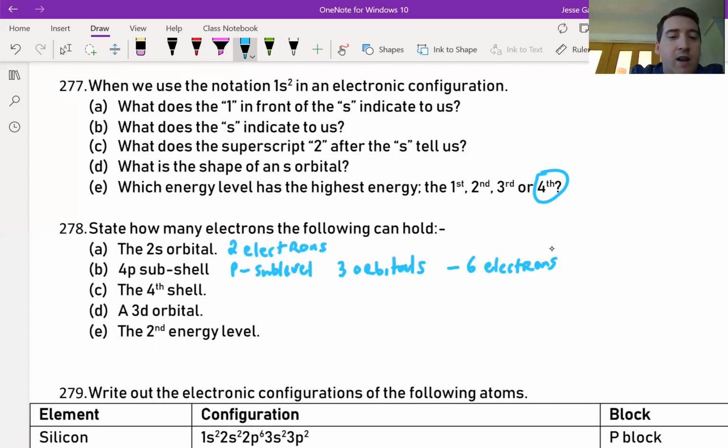The 4th shell: in the 4th shell, we have the 4s, 4p, 4d, and 4f to give us a total of 32 electrons.